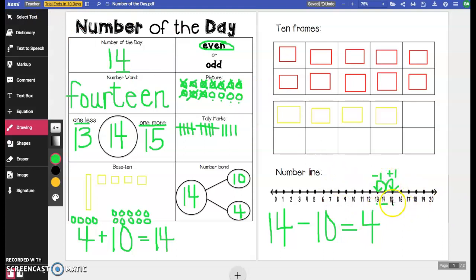I could also look at my number line, couldn't I? If I started at 14 and I hopped back 10 all the way back, I would stop at 4. So I can use my number line as well. Good job, guys.